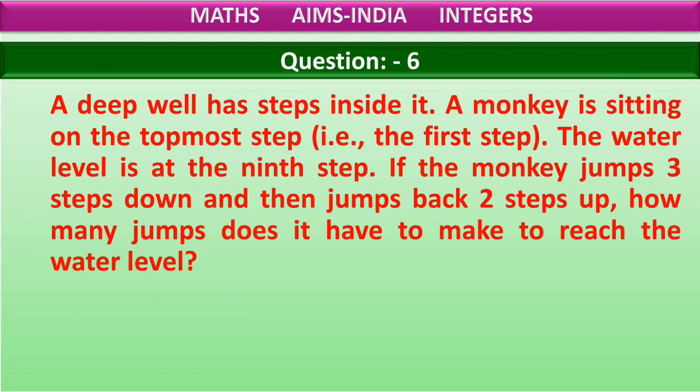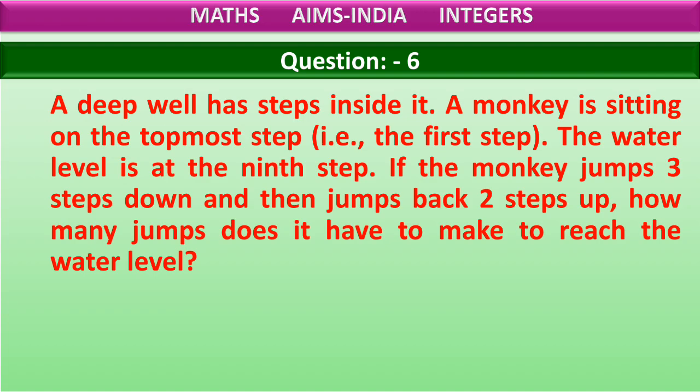Question number 6. A deep well has steps inside it. A monkey is sitting on the topmost step, that is the first step. The water level is at the 9th step. If the monkey jumps 3 steps down and then jumps 2 steps up, how many jumps does it have to make to reach the water level? Take a minute, read this question and understand it carefully.